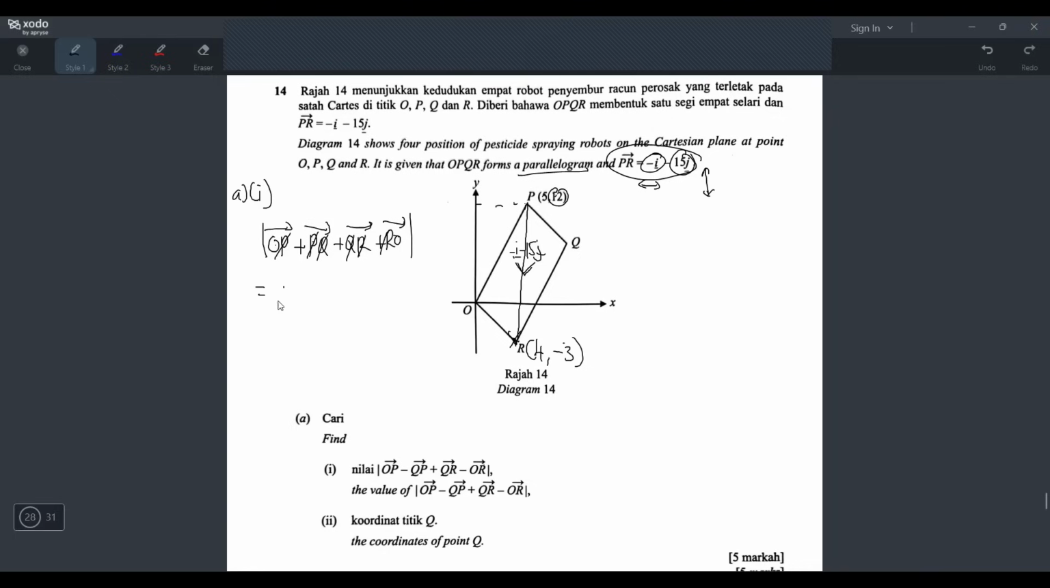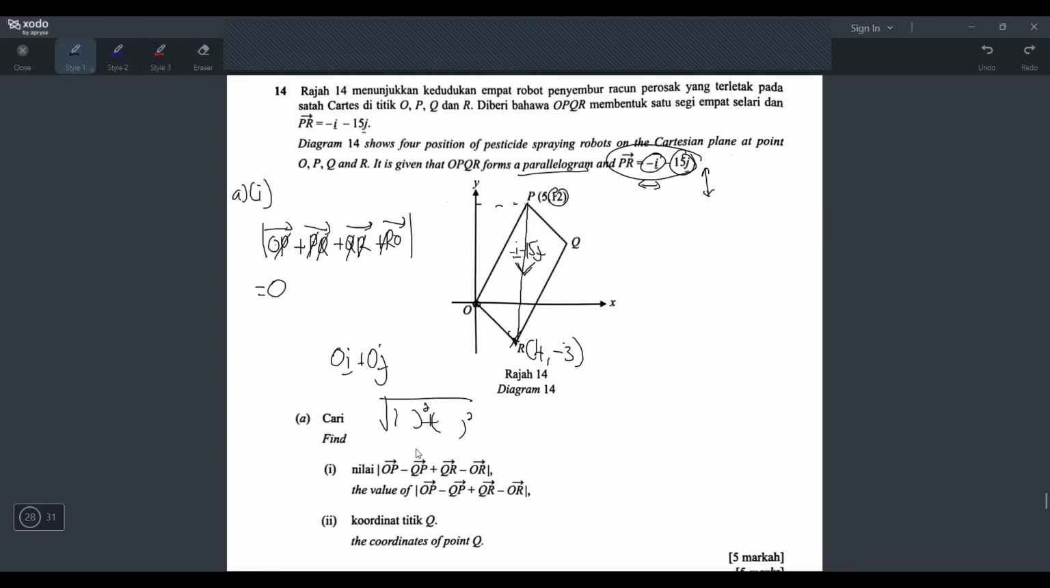So you are left with O to O, which means the vector would be 0. The magnitude will be 0. Okay, the magnitude will be 0 because you end up moving back to the original point. Because O to P, and then P to Q, Q to R, R to O. It means the magnitude of this vector will be 0. Okay, 0. Okay, you know why? Because from O going back to O, it's the same as saying 0i plus 0j. It means your magnitude will be square root of, bracket, 0 squared plus 0 squared, you end up with 0 lah.